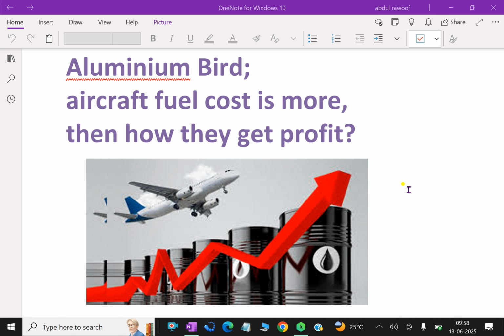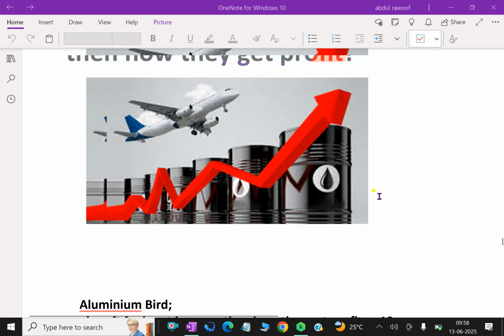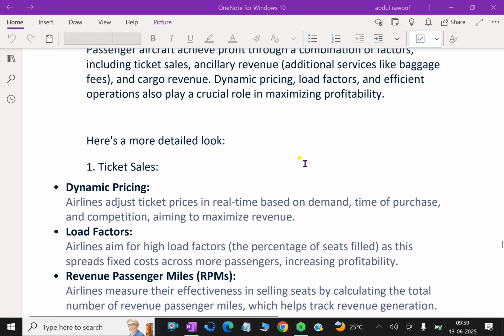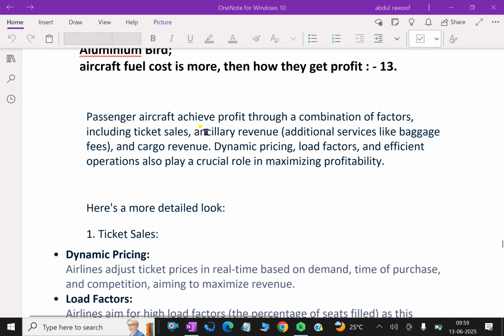Now let us discuss in further detail how aircraft make a profit. Look at these reasons. Airlines achieve profit through a combination of factors including ticket sales, ancillary revenues, that is additional services like baggage fees, and cargo revenue. Dynamic pricing, load factors, and efficient operations also play a crucial role in maximizing profitability.